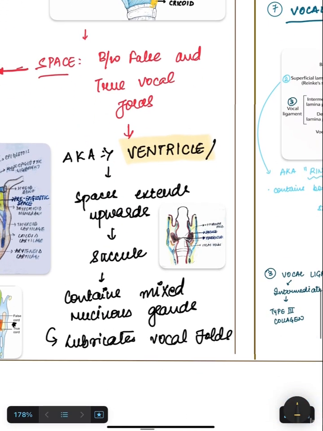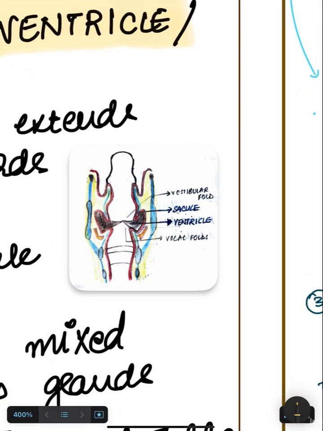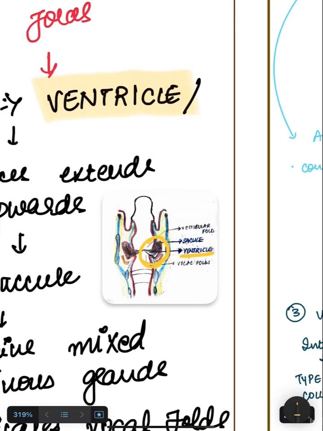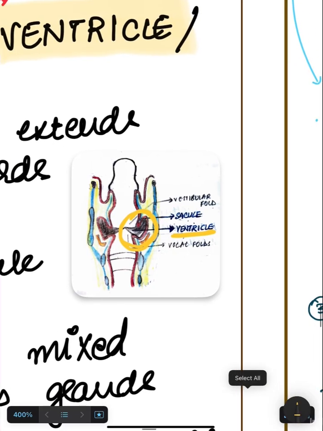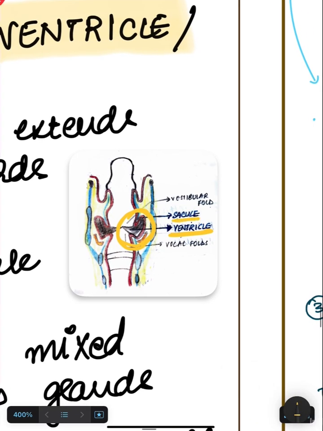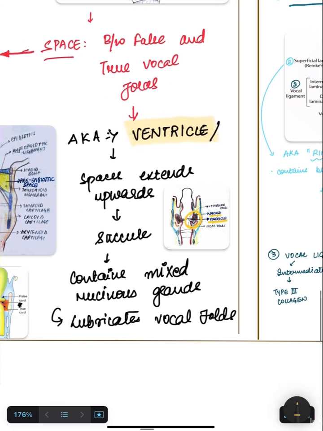Now there is a space between these true vocal cords and the false vocal cords. I want you to focus on this diagram. The blackish shade which I have given over here, that is ventricle. It is nothing but the space between the false and the true vocal cords, and as you can see, extending upwards, it leads to a space which is called the saccule, and this saccule contains mixed mucinous glands that lubricate the vocal cord.